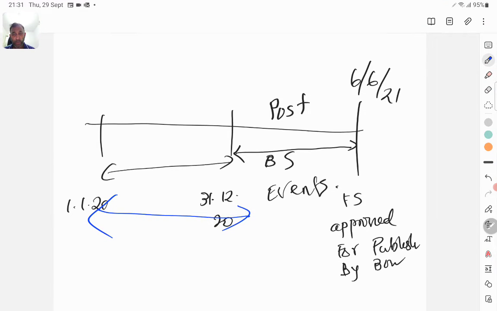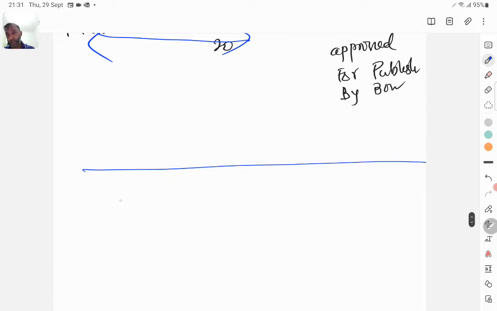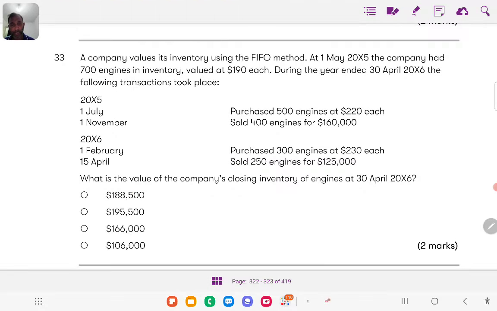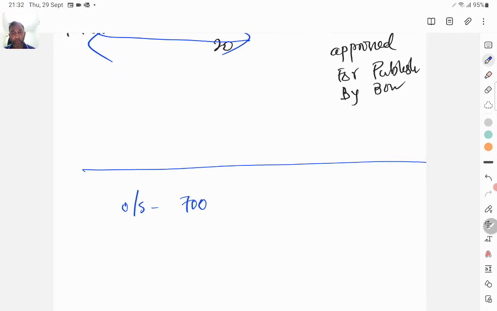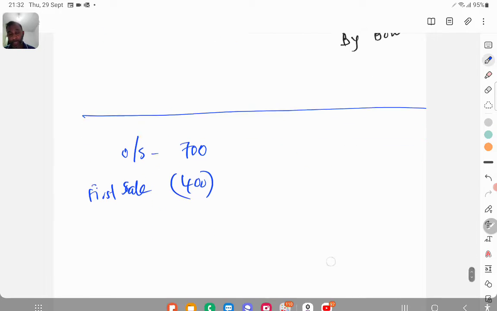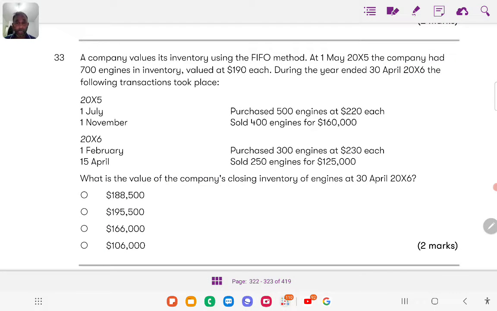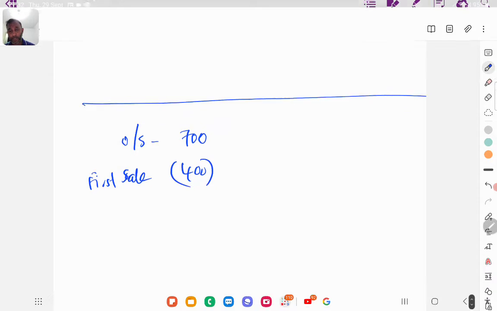You see, we have to use the FIFO method. So we have opening inventory of 700 engines, and when we are using the FIFO method, whatever I had at the beginning, I have to release that first. Then only I should release from the items that I purchased subsequently. Accordingly, from the 700, I have released 400, so I need to subtract that 400 first sale, and then also the second one, I have sold another 250 engines.